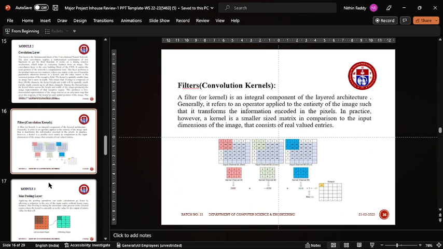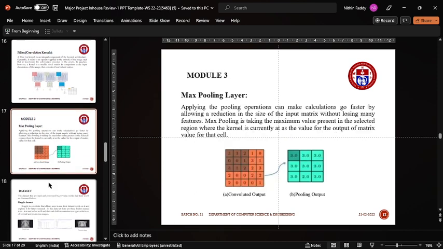Filters, convolution kernels. A filter is an integral component of the layered architecture. Generally, it refers to an operator applied to the entirety of the image, such that it transforms the information encoded in the pixels. In practice, however, a kernel is a small-sized matrix in comparison to the input dimensions of the image that consists of real-valued entries.